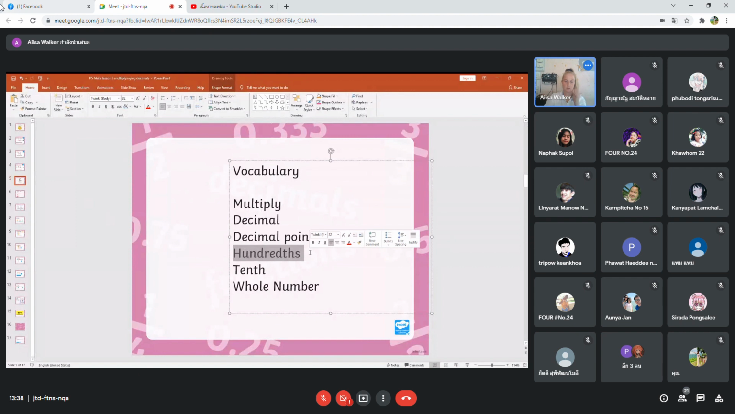Next. Hundredths. Very good. Tenths. Good. And last of all, whole number. That is the number to the left of the decimal point. Okay?